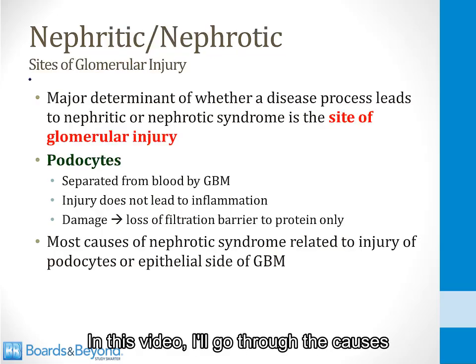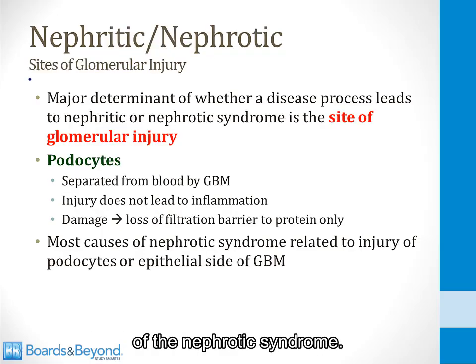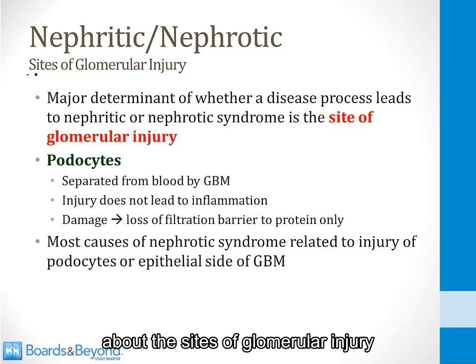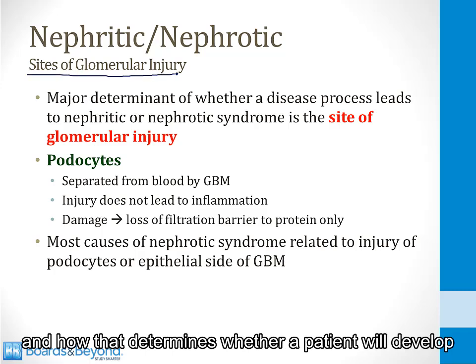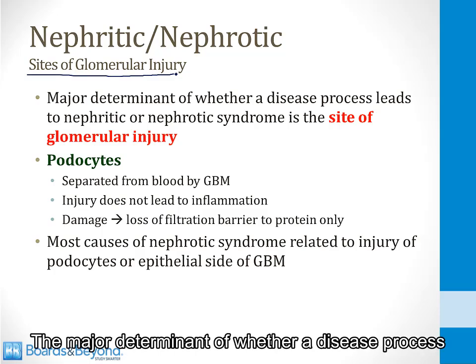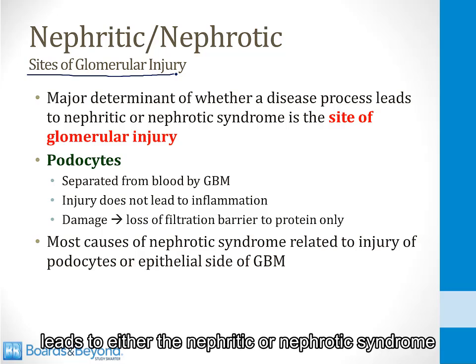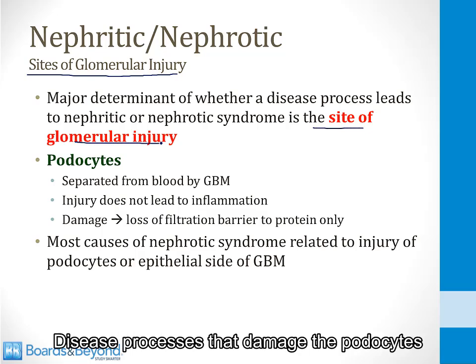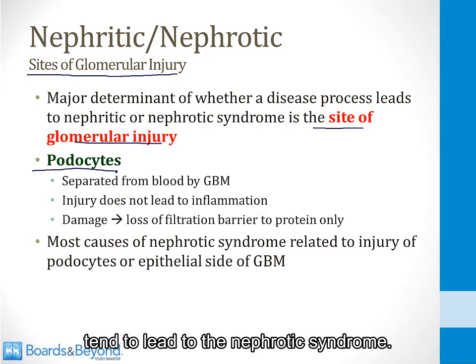In this video, I'll go through the causes of the nephrotic syndrome, but before I do that, let me make a very important general point about the sites of glomerular injury and how that determines whether a patient will develop the nephritic or nephrotic syndrome. The major determinant of whether a disease process leads to either the nephritic or nephrotic syndrome is the site of glomerular injury. Disease processes that damage the podocytes tend to lead to the nephrotic syndrome.